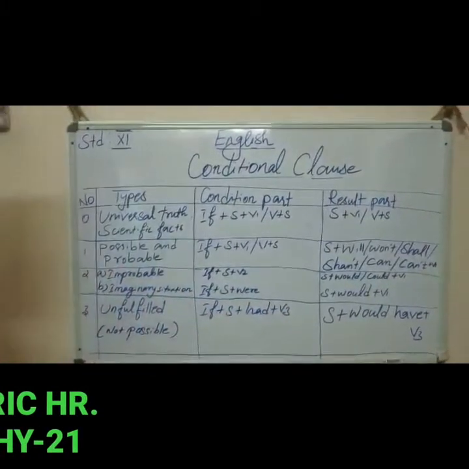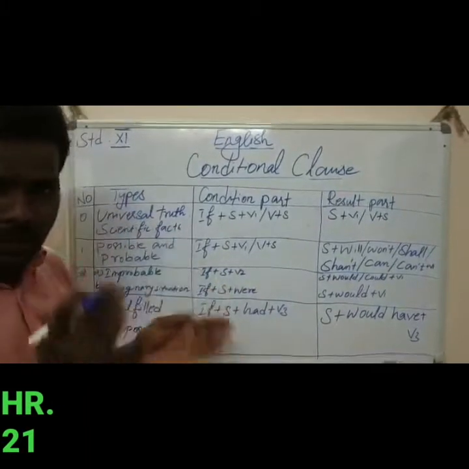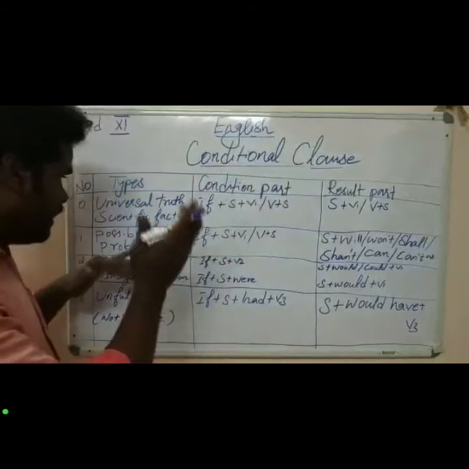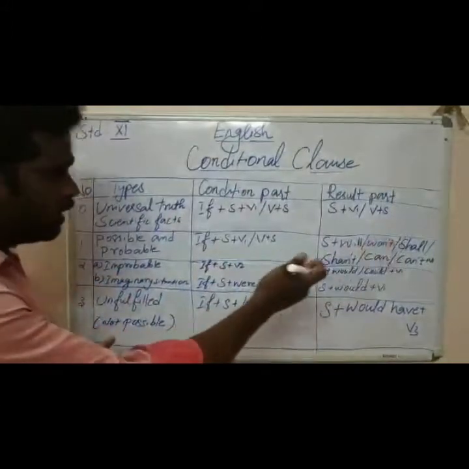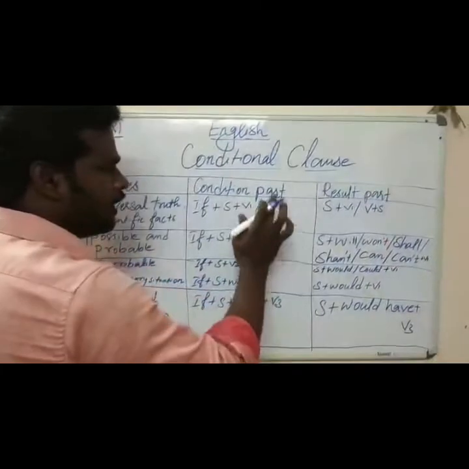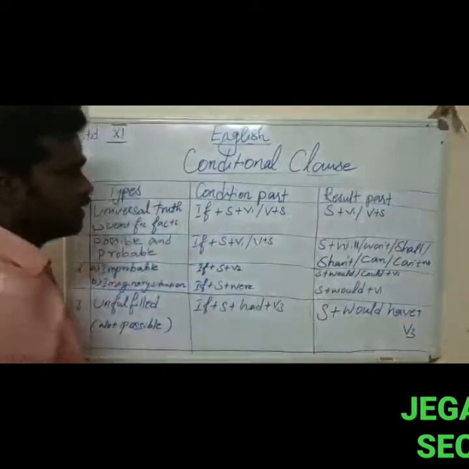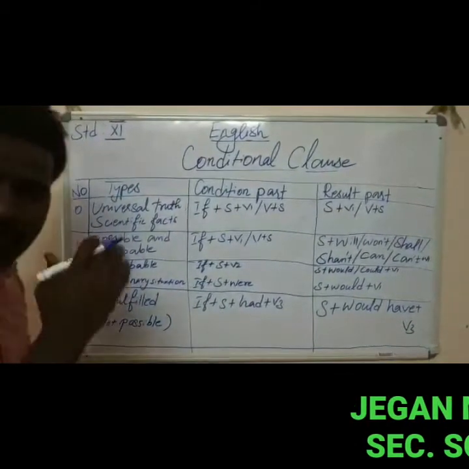Okay, let me give one example. If you heat ice, it melts. If you heat ice, that is the condition part. So this is a universal truth or scientific fact. If you heat ice, it melts. It is the subject, melts is verb plus S. Okay, so that is the zero type: universal truth or scientific facts.